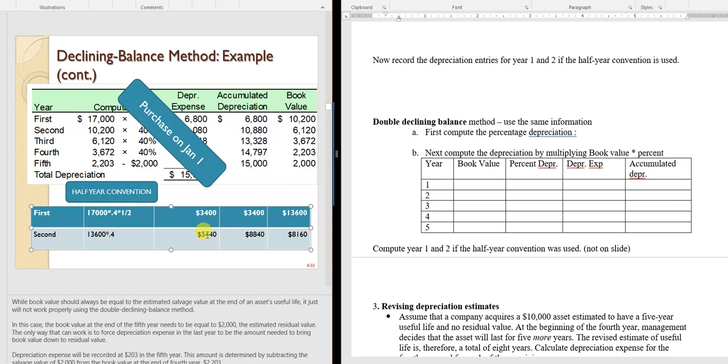So 3,400 plus 5,440, if I added right, is 8,840. And now my new book value is 17,000 minus 8,840, which is 8,160. If I did a third year, I'd take 8,160 times 40%.